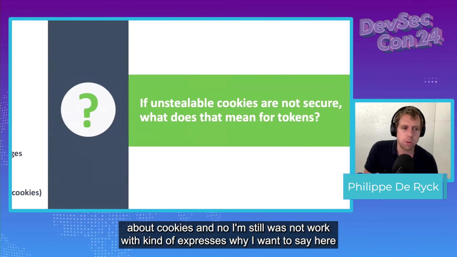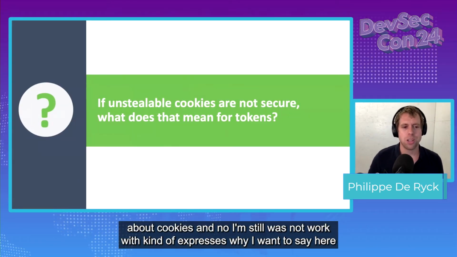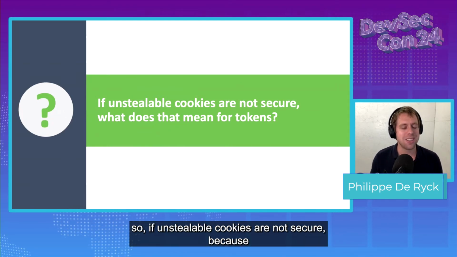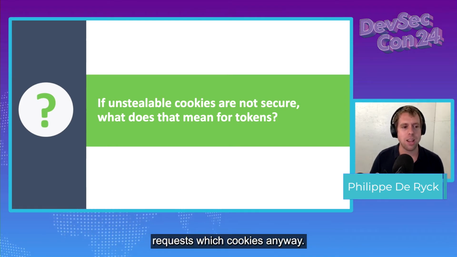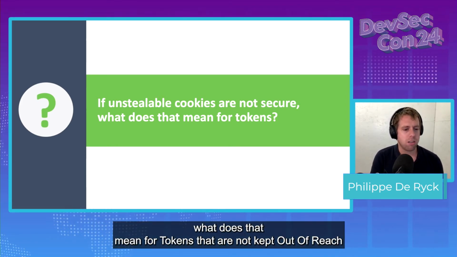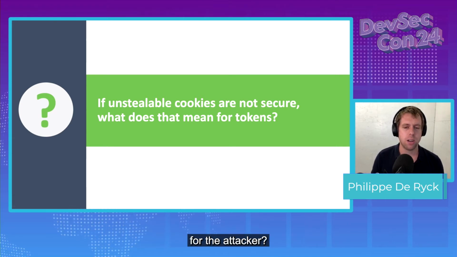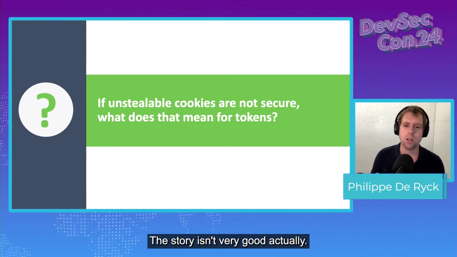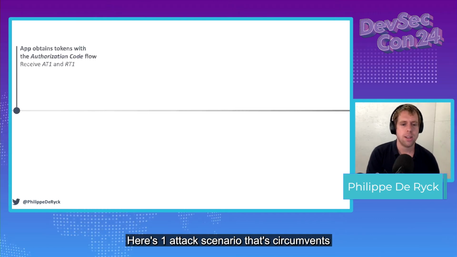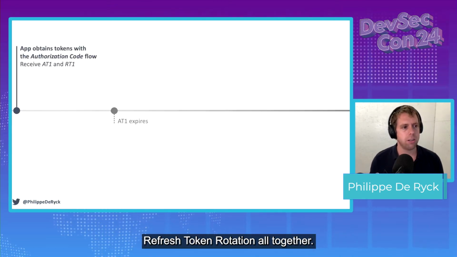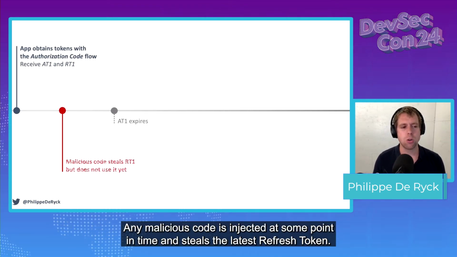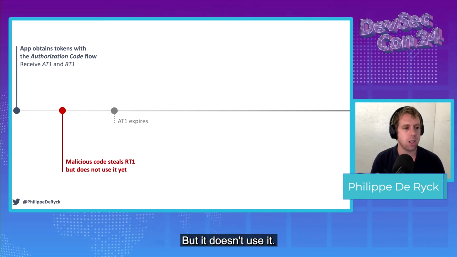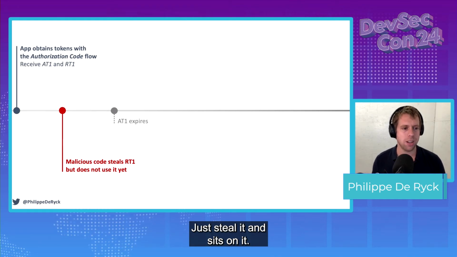So with unstealable cookies, I know unstealable is not a word, but it expresses what I want to say here. If unstealable cookies are not secure, because we have things like session riding where the attacker can send requests with cookies anyway, what does that mean for tokens that are not kept out of reach for the attacker? Well, the story isn't very good, actually. Here's one attack scenario that circumvents refresh token rotation altogether. So the app does what it did before, handles tokens. And the malicious code is injected at some point in time and steals the latest refresh token. But it doesn't use it. It just steals it and sits on it.